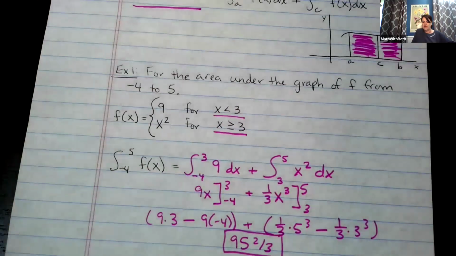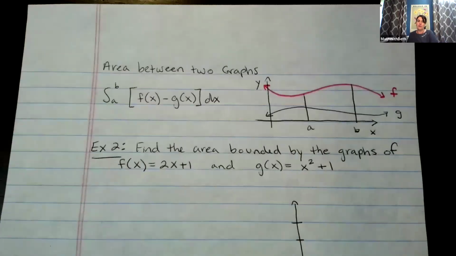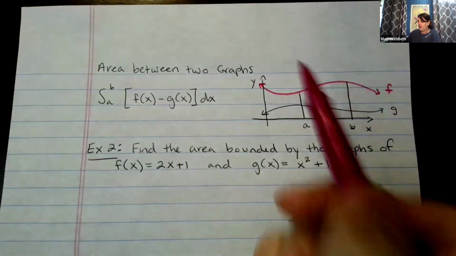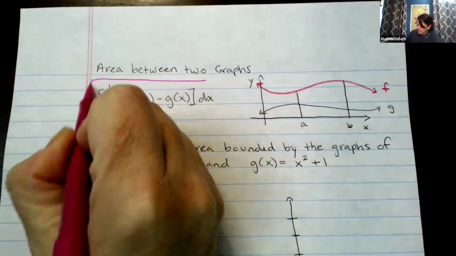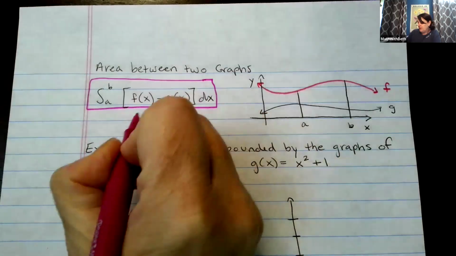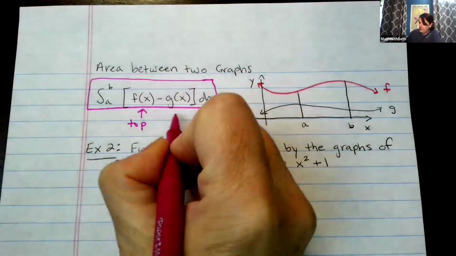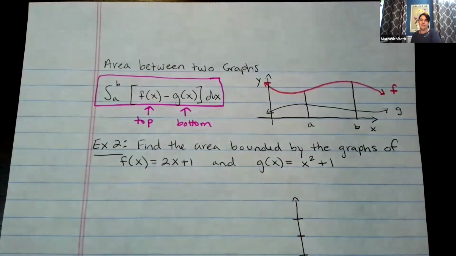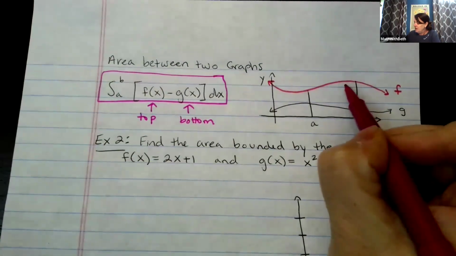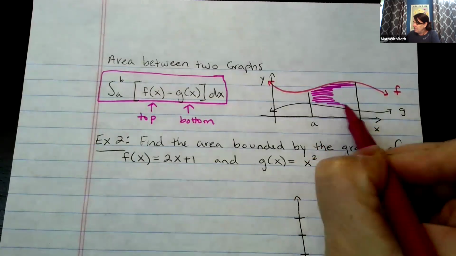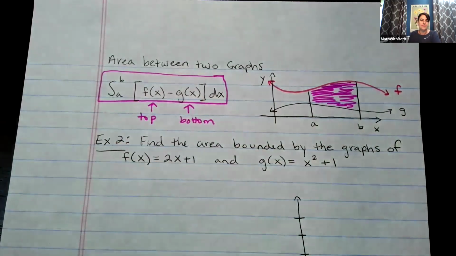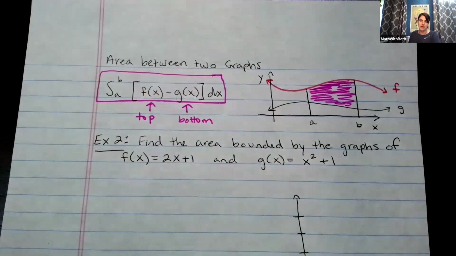Okay, for the next property, we're going to learn how to find the area between two graphs. So this time we have two different functions, and we're going to find the area in between them. So here is the rule. You just need to make sure that this is your top function and this is the bottom one. If you're not sure, you definitely should graph and figure it out. In this case, f is on top. So if I wanted this area in between f and g from a to b, this is what I would do: f of x minus g of x and do the definite integral.